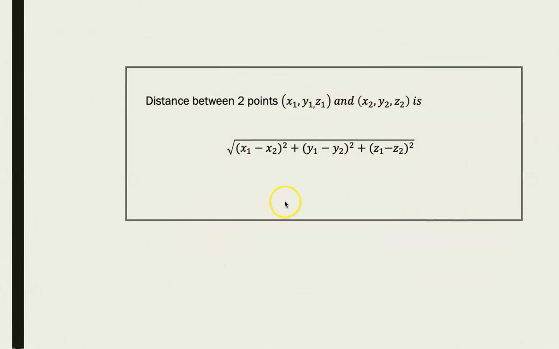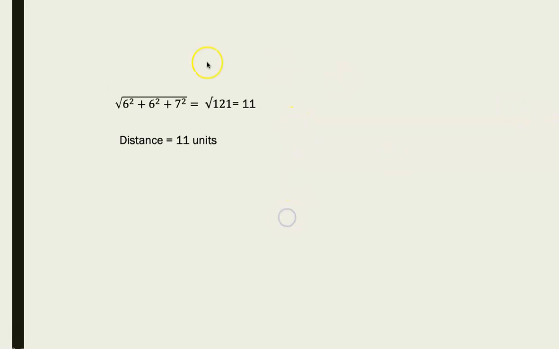We have the distance formula, which says the distance between 2 points x1, y1, z1 and x2, y2, z2 is square root of x1 minus x2 the whole squared plus y1 minus y2 the whole squared plus z1 minus z2 the whole squared. So find the distance from the origin to 6, 6, 7. If I use the distance formula, it is square root of 0 minus 6 the whole squared plus 0 minus 6 the whole squared plus 0 minus 7 the whole squared, which is 11 units.